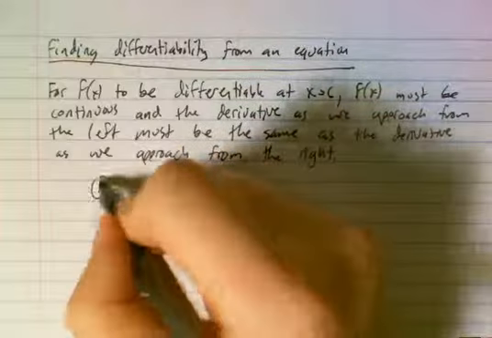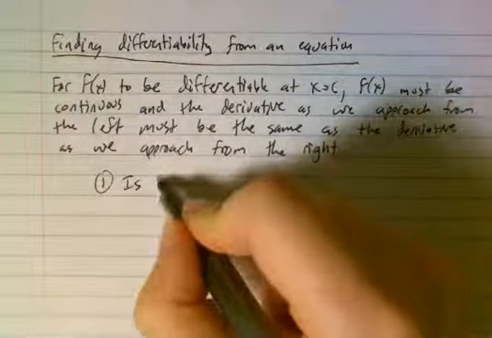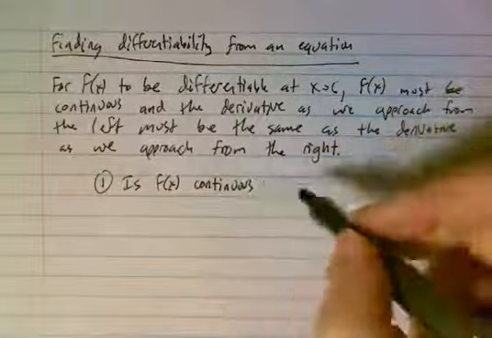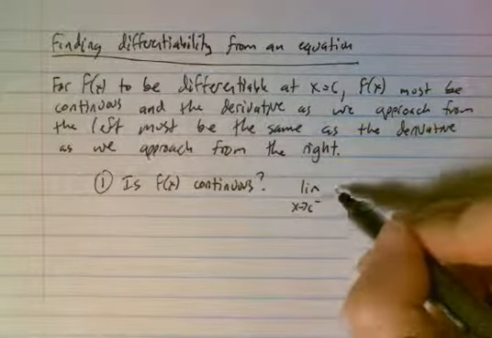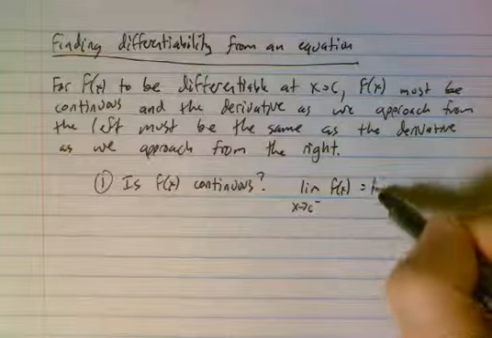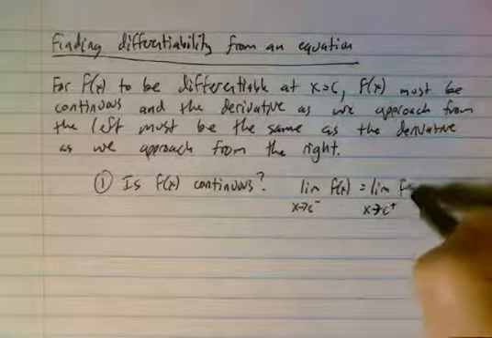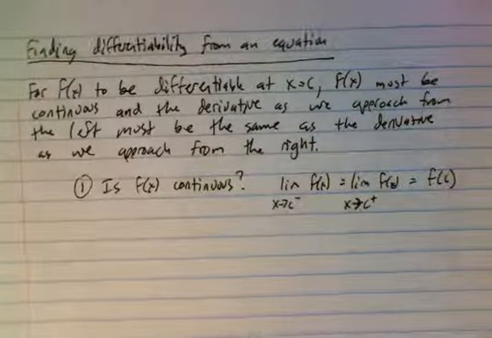So our first step, what we're looking for is, is f of x continuous? So that means the limit as x approaches c from the left equals the limit as x approaches c from the right equals f of c.